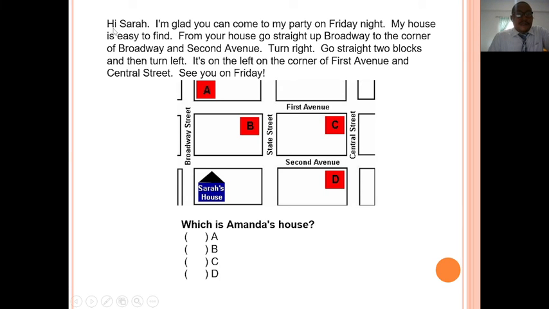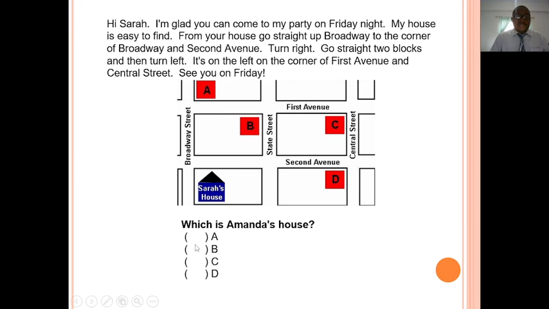Okay, let's read together. Hi Sarah, I'm glad you can come to my party on Friday night. My house is easy to find. From your house, go straight up Broadway to the corner of Broadway and 2nd Avenue. Turn right, go straight 2 blocks and then turn left. It's on the left on the corner of 1st Avenue and Central Avenue. See you on Friday.